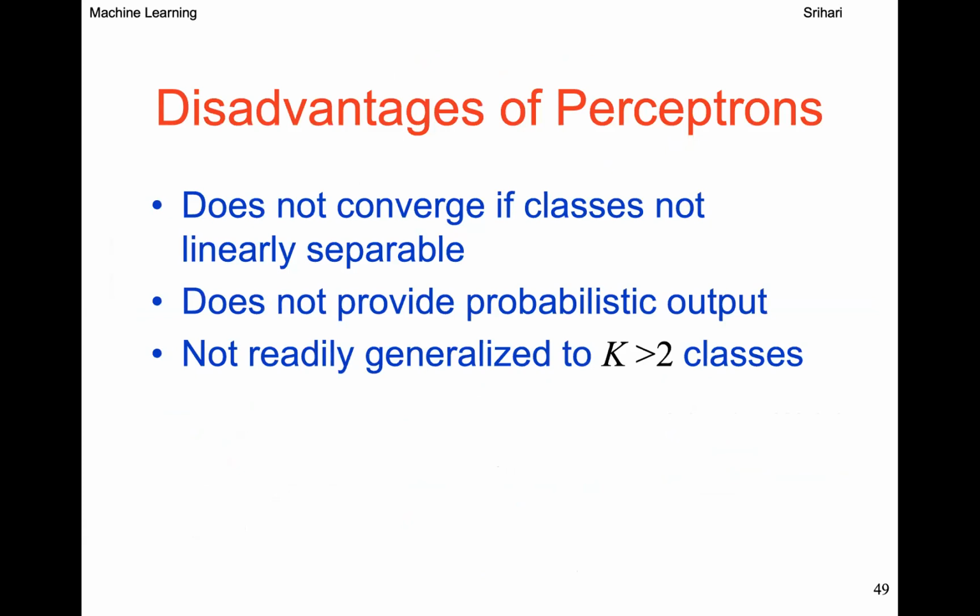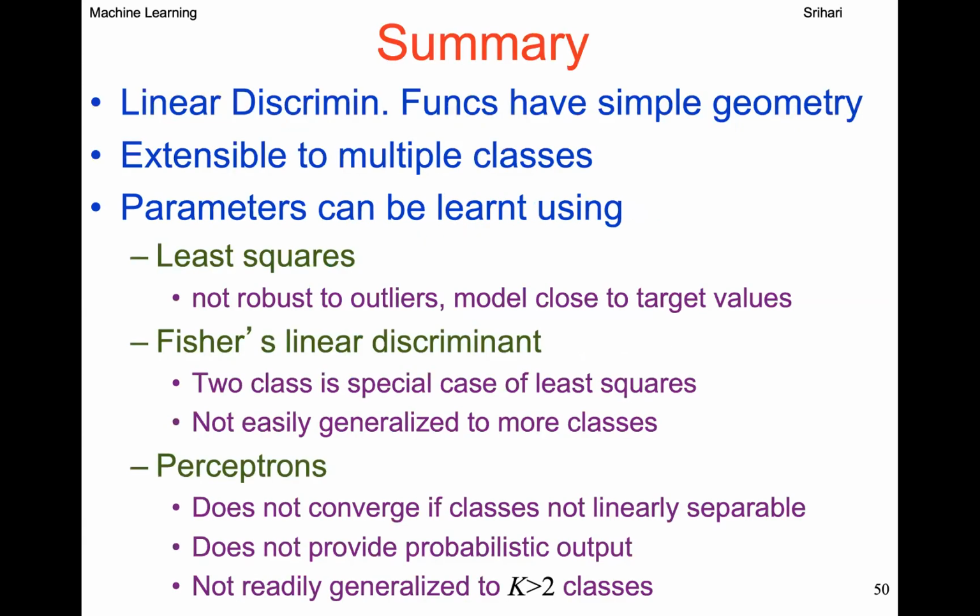Well, okay, was that the end of machine learning? The disadvantage of the perceptron is that it does not converge if classes are not linearly separable. It will keep on continuing if they're not separable. It does not provide a probabilistic output and is not readily generalized to more than two classes. So that's why we don't use perceptrons that much. Okay, so we will stop at that point.